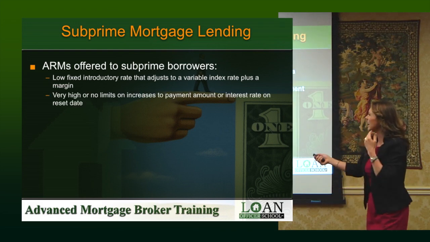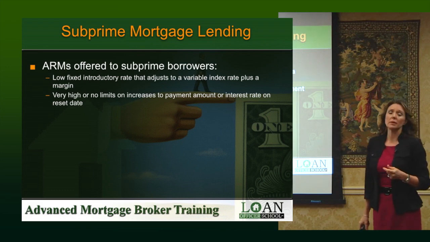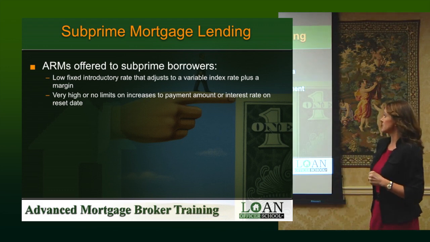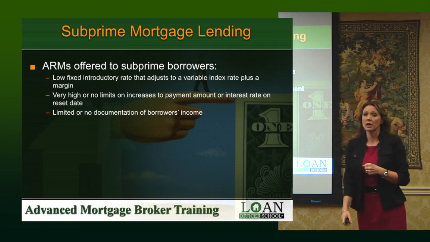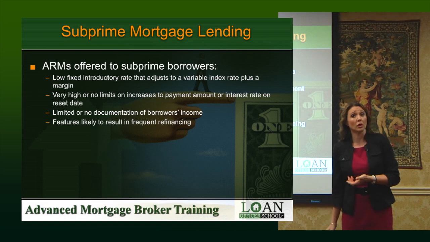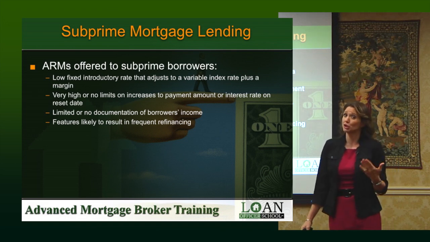Again, these have high or no limits on the increases of what could happen after the rate had adjusted. They had low or no documentation loans. They had features that were likely to result in frequent refinancing, which we call today churning.